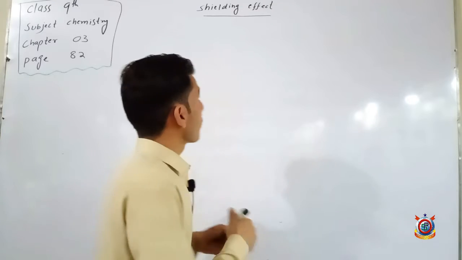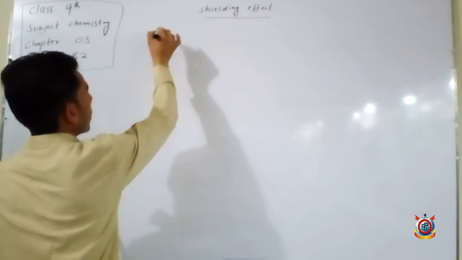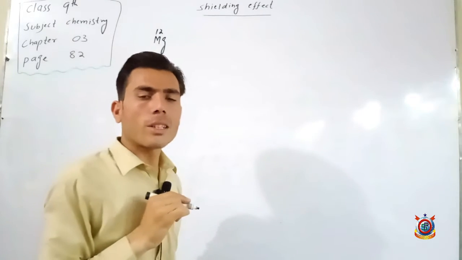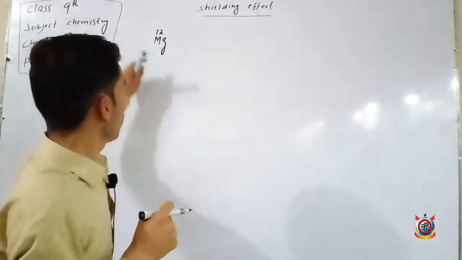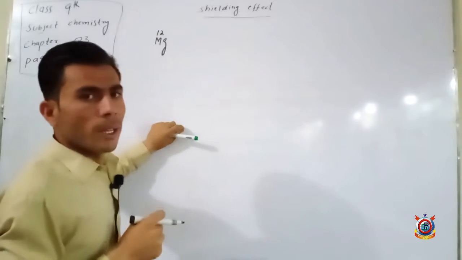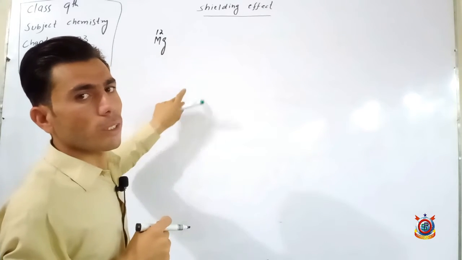For example, magnesium, whose atomic number is 12. And atomic number is the number of electrons or protons. So atomic number 12 means there are 12 electrons with the magnesium.